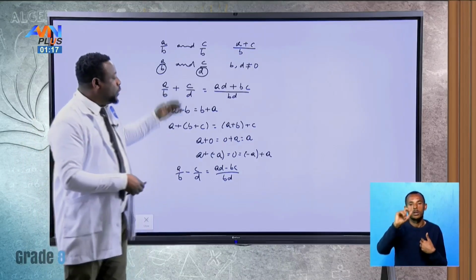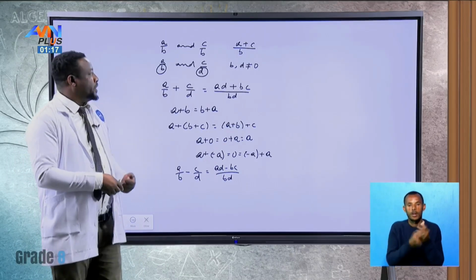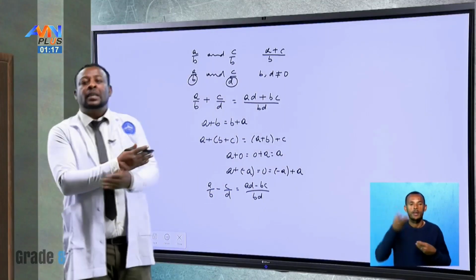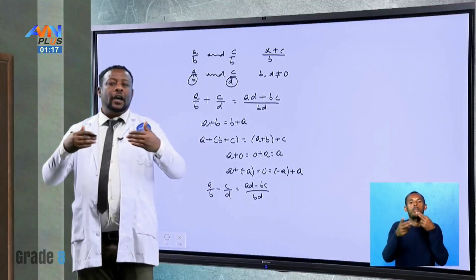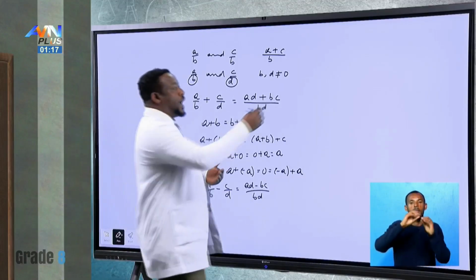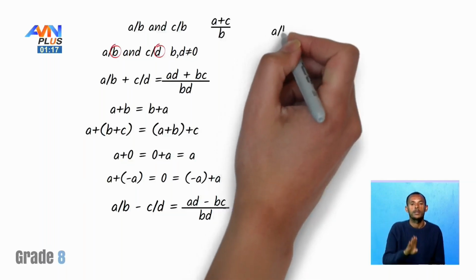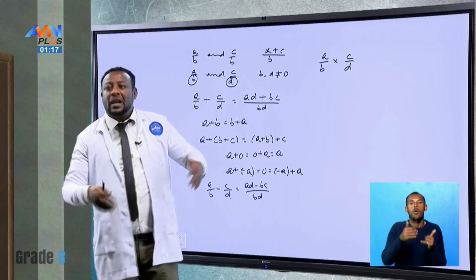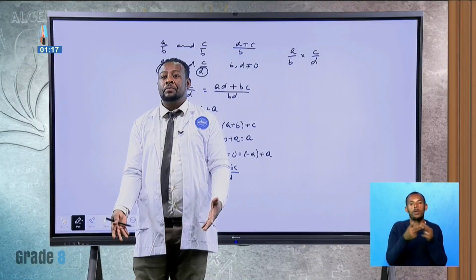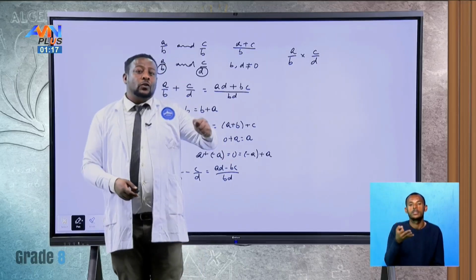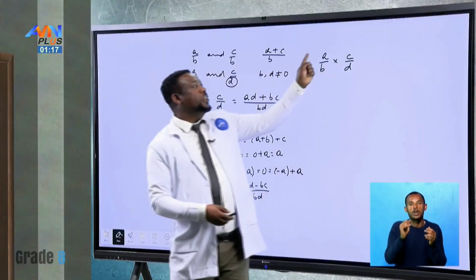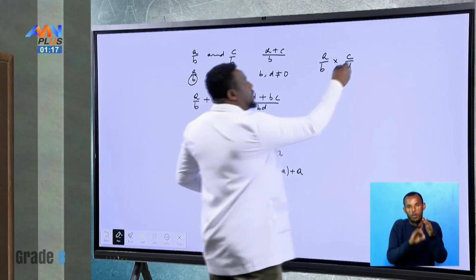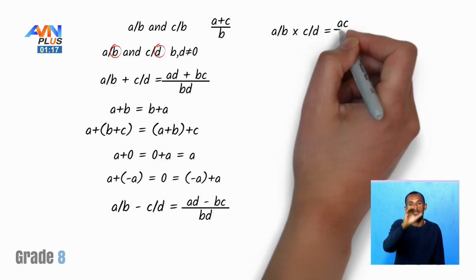So the only thing that we have seen is the closure property. The third point of discussion in our previous lesson was how to multiply two rational numbers, like A over B times C over D. Do you remember how we calculated the product of two fractions? The product of two fractions requires only multiplying numerators with numerators and denominators with denominators. So this gives us AC over BD.